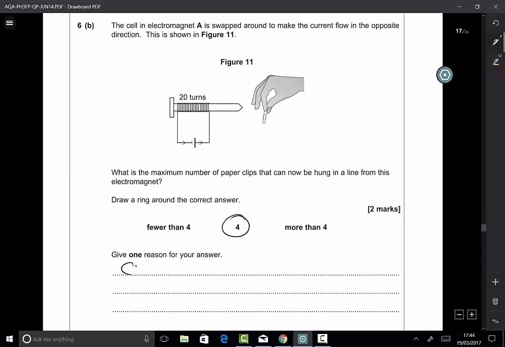Changing the direction of current doesn't affect the strength.